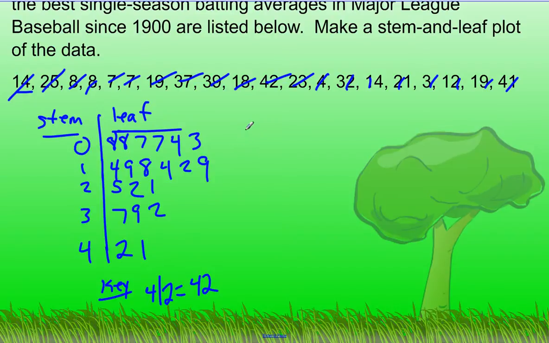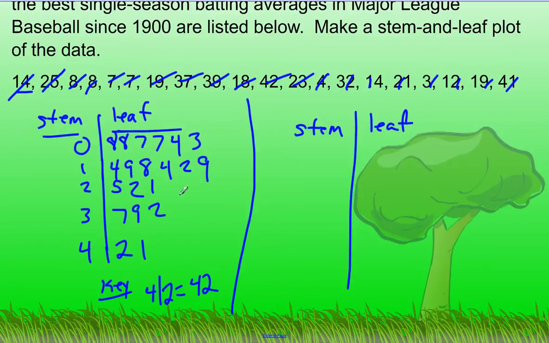Now, I'm going to make this again, but this time I'm going to make it an ordered stem and leaf plot. I'm not going to start from scratch, I'll be honest. I'm going to use this information. So 0, 1, 2, 3, 4. And all I'm going to do in each set of leaves is put the numbers in order from least to greatest. So under the 0, we've got 3, 4, 7, 7, 8, 8.